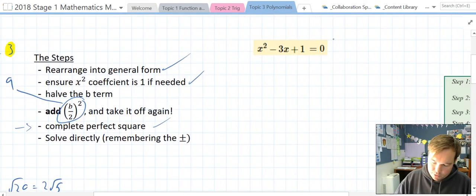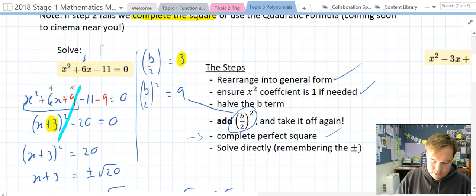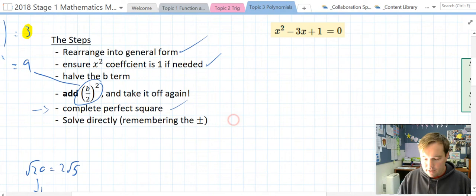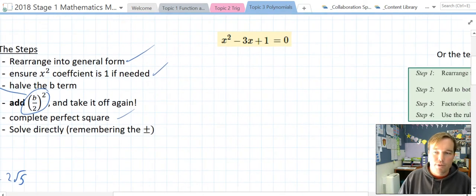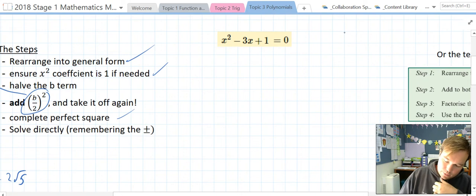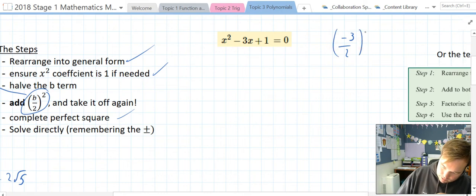So, let's follow the process through once more here, but this one's not quite as pretty. The last one was the nicest sort you can get. This is a little bit uglier, but follow the steps and it works okay for you. Alright, we're in the right form. There's a 1 at the front. Minus 3 on 2 squared is 9 on 4.